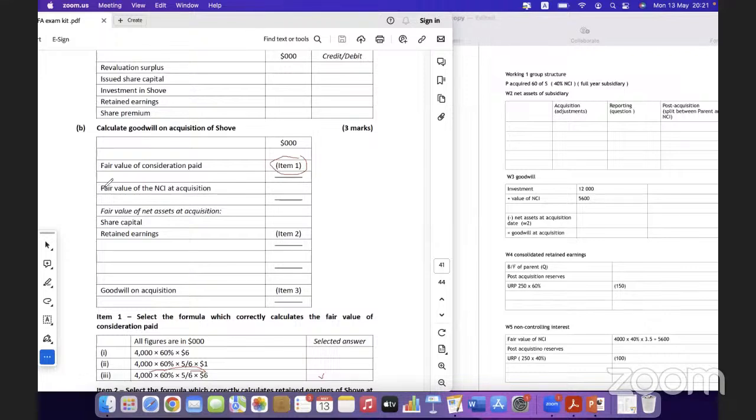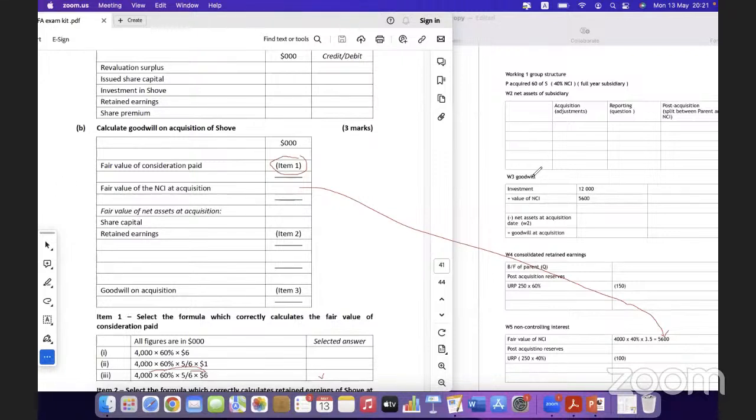Second question they are asking, what is the fair value of the NCI at acquisition? Here, guys, this one, 5,600. The value of the NCI at the acquisition date. Right. Next one, guys, they are asking from you. Okay, over here, this part. Now, see, this is how this is getting connected.